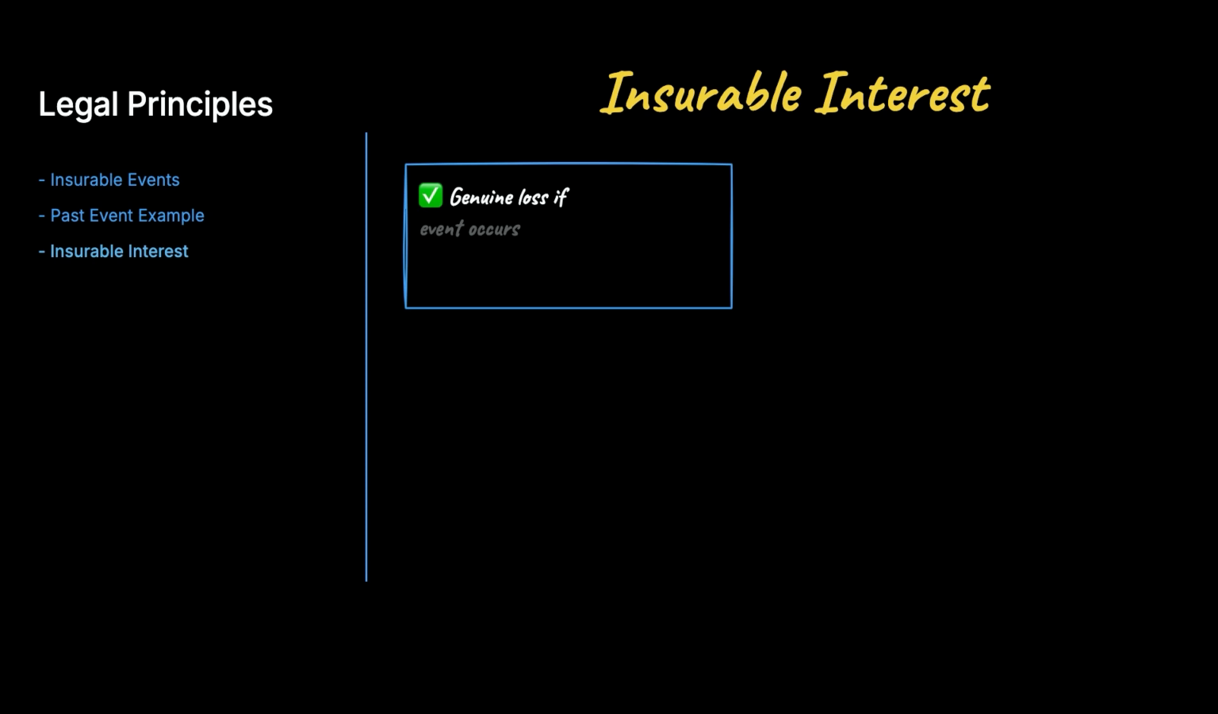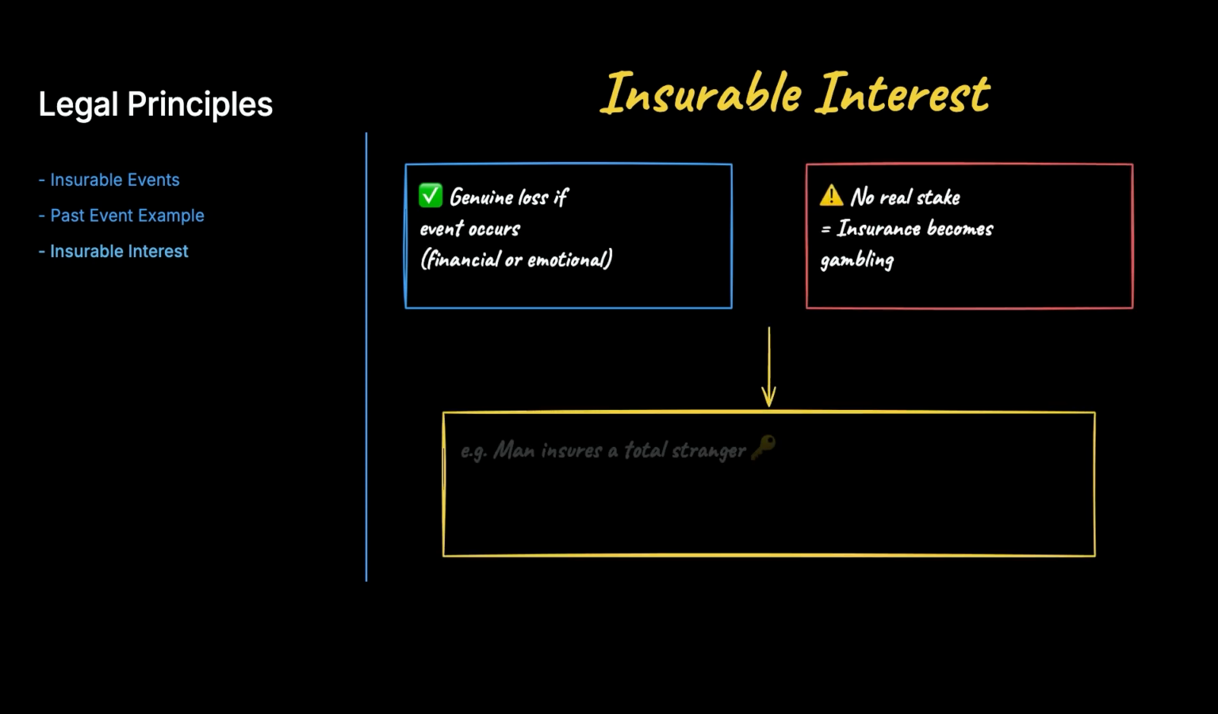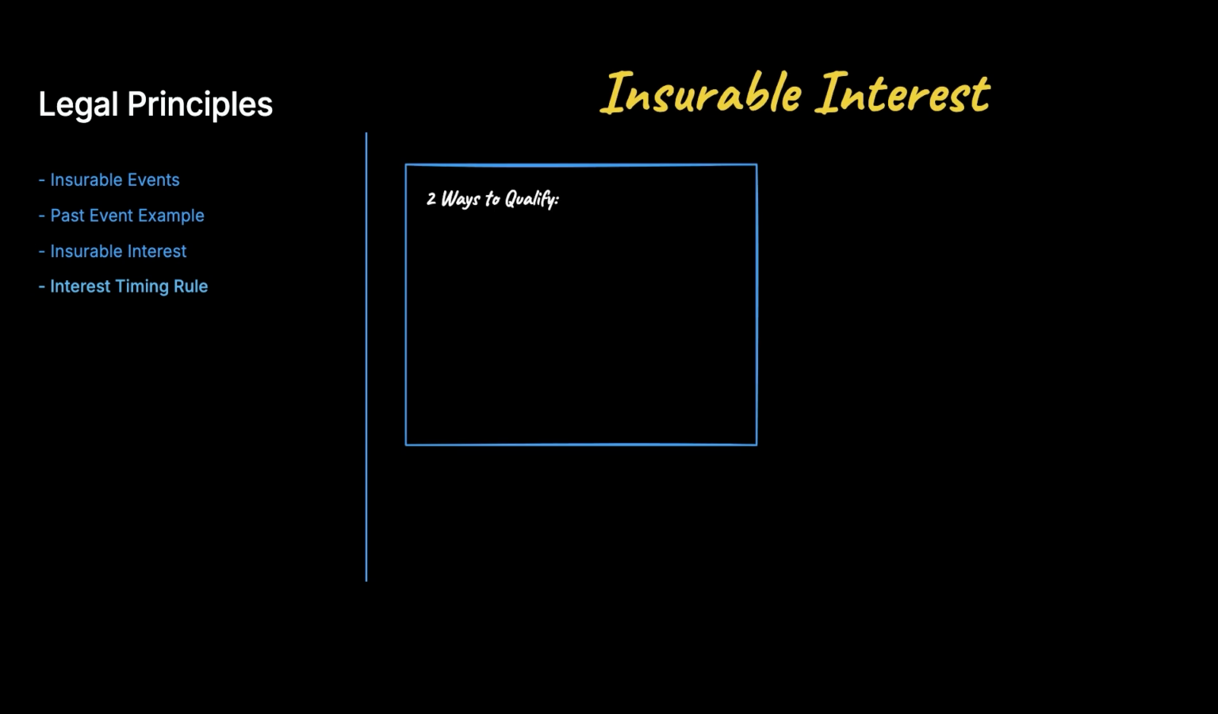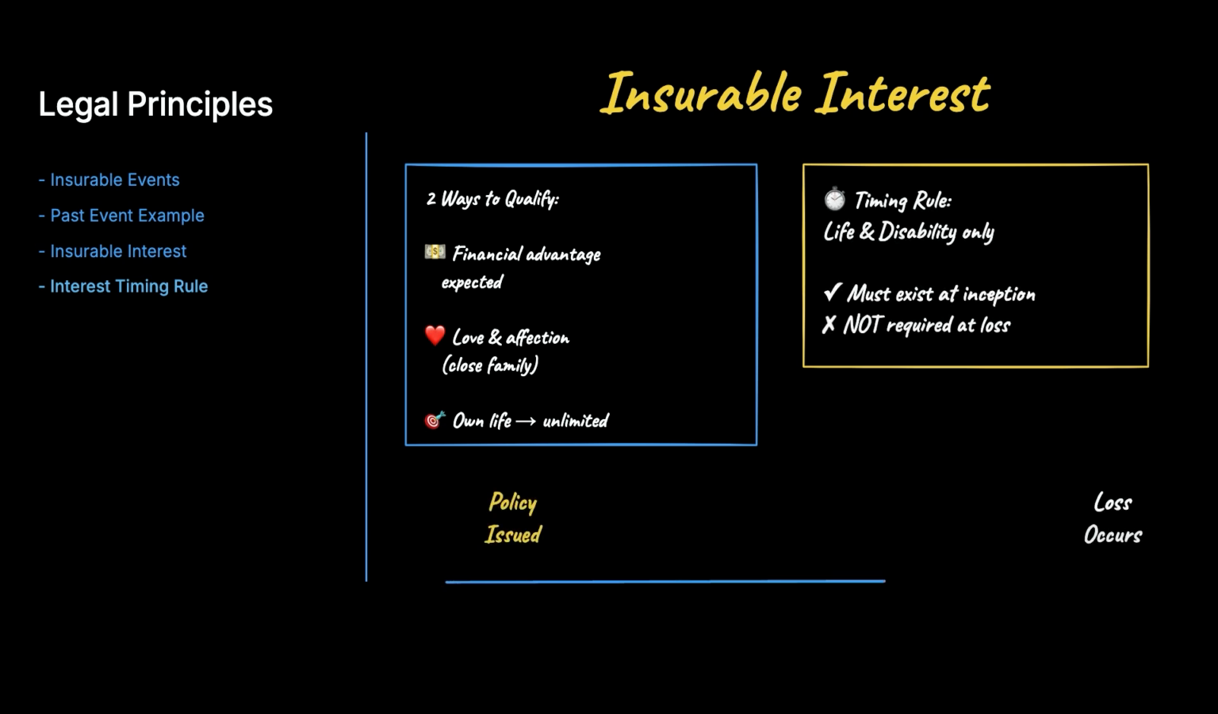That definition mentioned insurable interest, a principle you must be able to apply. Insurable interest exists when you would suffer a genuine loss, financial or emotional, if the insured event occurred. You can't insure something you have no real stake in, because that would turn insurance into gambling. A man who buys a policy on a total stranger has no insurable interest. California recognizes insurable interest based on a reasonable expectation of financial advantage or a substantial interest born of love and affection. So you have unlimited insurable interest in your own life, and it's presumed for close family.